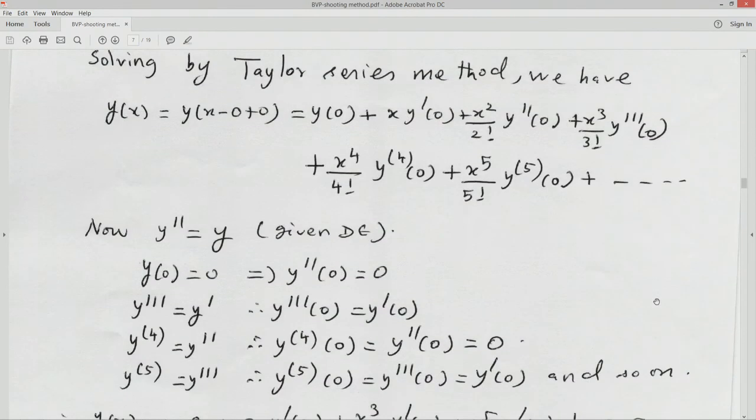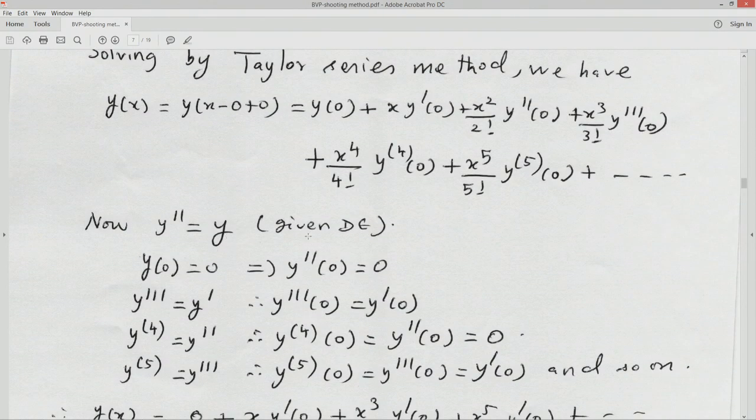But I know that y double prime is y, that is the given differential equation. So, I shall arrive at the values of these derivatives at 0 by making use of the given differential equation. So, y double prime is y and y of 0 is 0. So, y double prime at 0 is 0. From here I compute y triple prime. Y triple prime is y prime. So, y triple prime at 0 is y prime at 0, and y prime at 0, depending upon what my guess is, I will substitute.